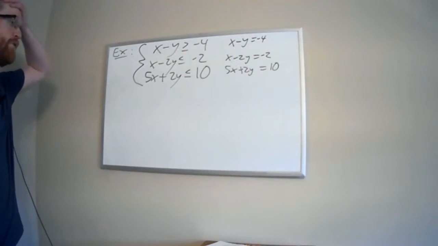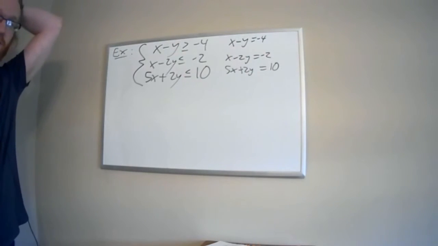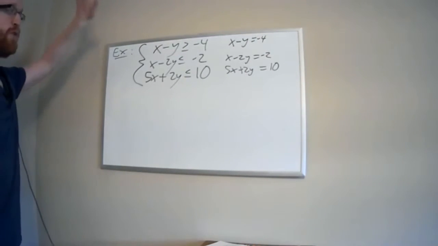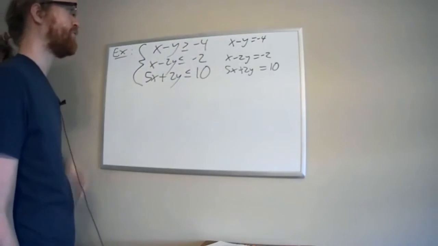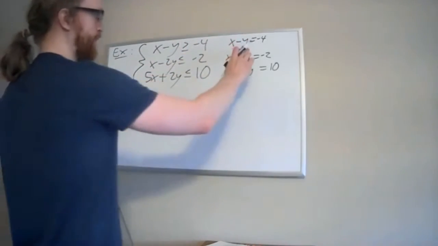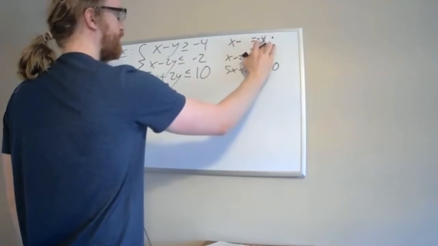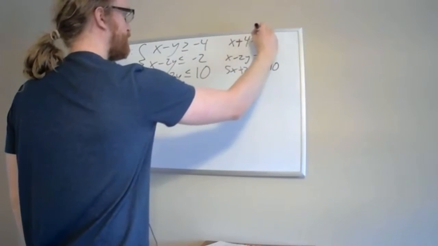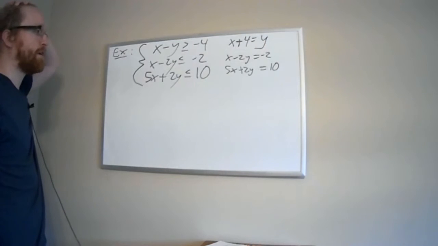And for my own sake, and just because it simplifies things a lot, I'm going to solve all of these into slope-intercept form. You technically don't have to do this part, but I've been doing it and I'm going to keep doing it. It just makes our lives a little easier. So I could add y to both sides and add 4 to both sides. So I think I get x plus 4 equals y. Same for this one: x plus 4 equals y.